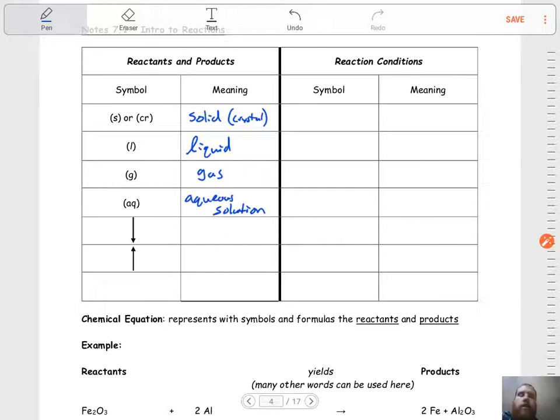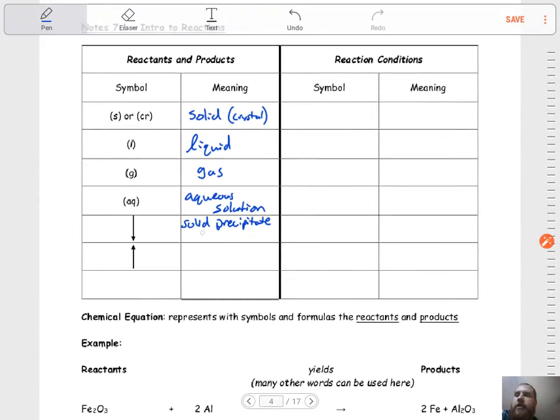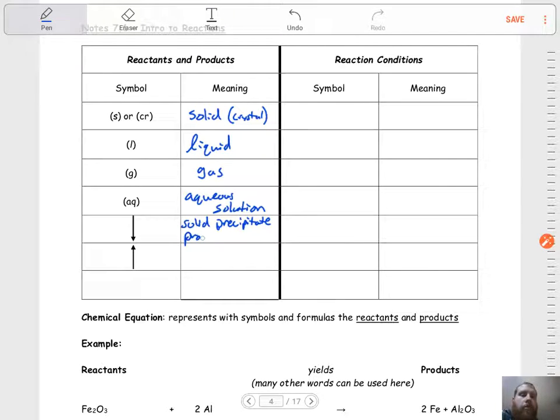The down arrow means you have a solid precipitate that has formed. Now, that is a term that you need to make sure you know. It is a review term. Back in Unit 1, when we talked about the signs of a chemical reaction, a precipitate just means that a solid has formed. So it's one that you don't have at the beginning of the reaction, but it forms after the reaction. All right, solid precipitate product forms.